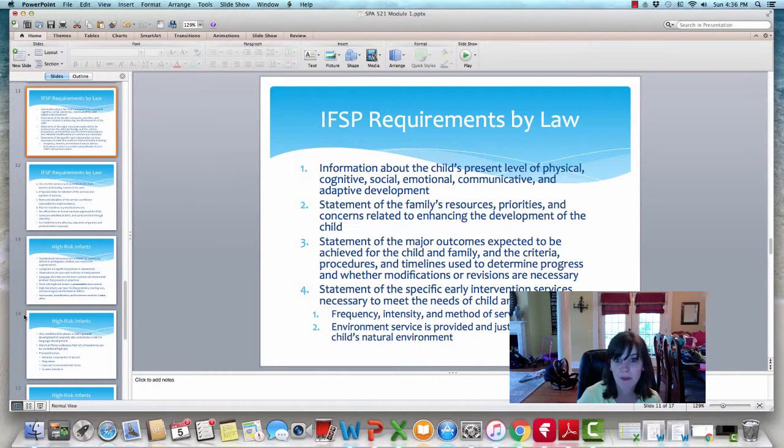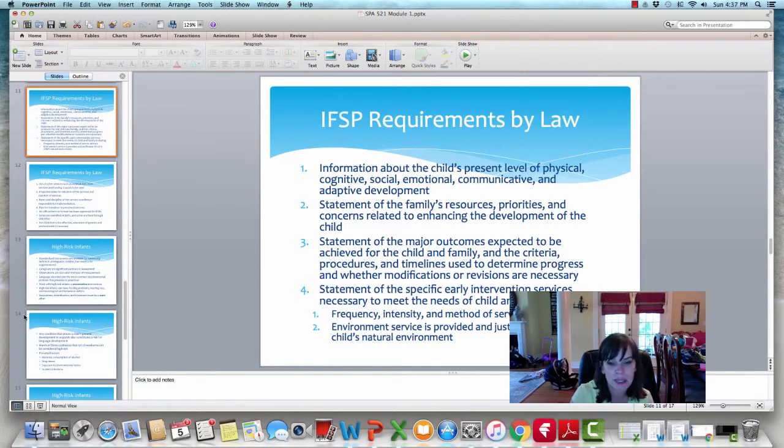And number one, information about the child's present levels of physical, cognitive, social, emotional, communicative, and adaptive development. Again, I talked about that earlier, those developmental levels we're looking at, and those are the areas that we're considering. You need a statement of the family's resources, priorities, and concerns related to enhancing the development of the child. So what are your concerns as a parent?